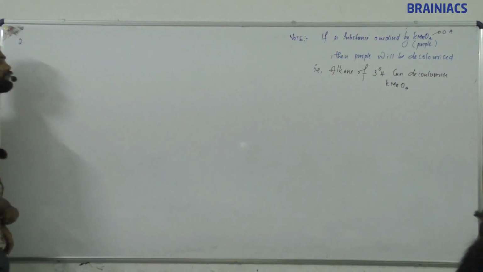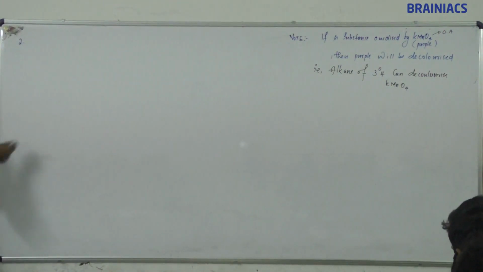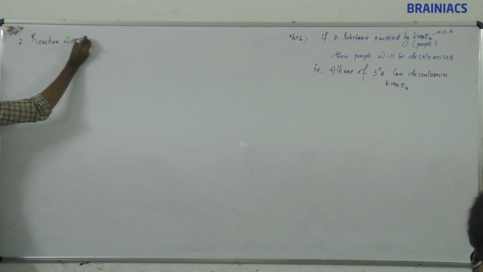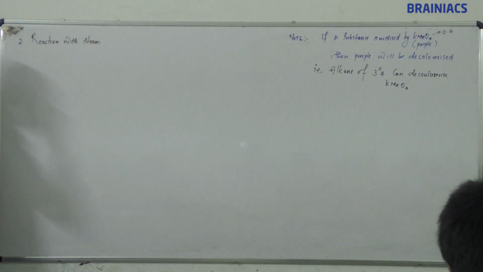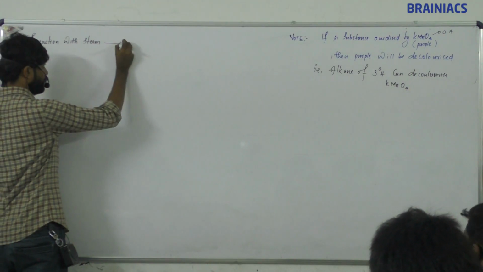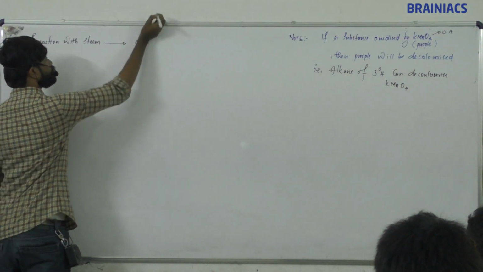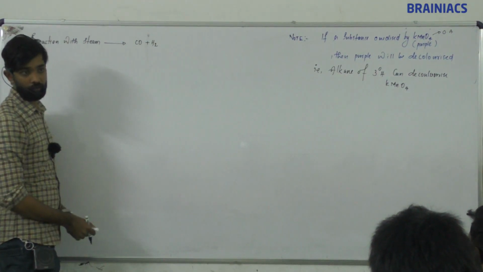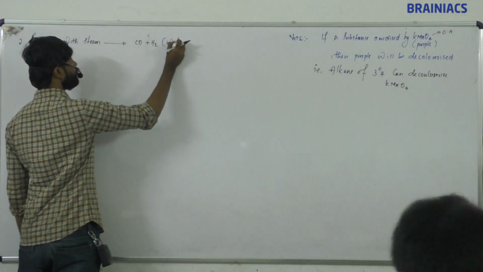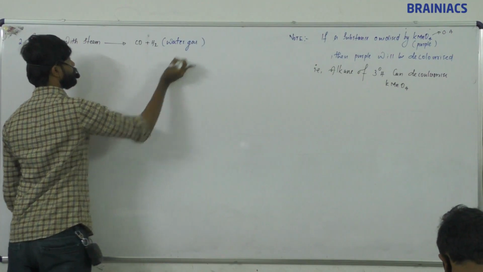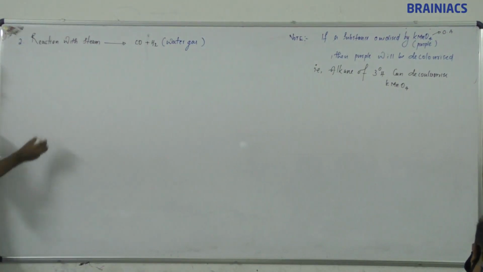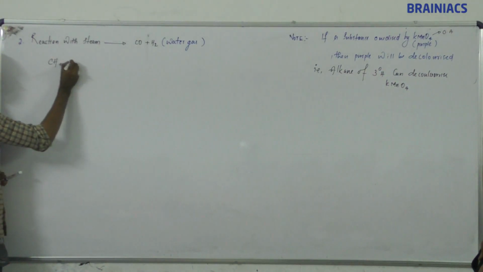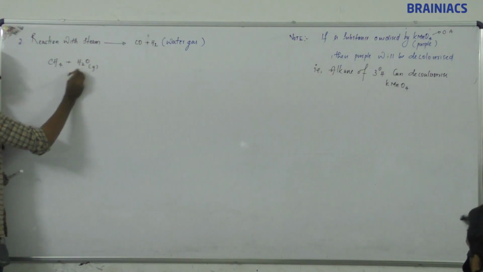Okay, fine. So the second property, that is reaction with steam. Once your alkane reacts with steam, it forms a mixture of carbon monoxide and hydrogen, CO and H2, and the mixture is said to be water gas. Steam means H2O in gaseous form.